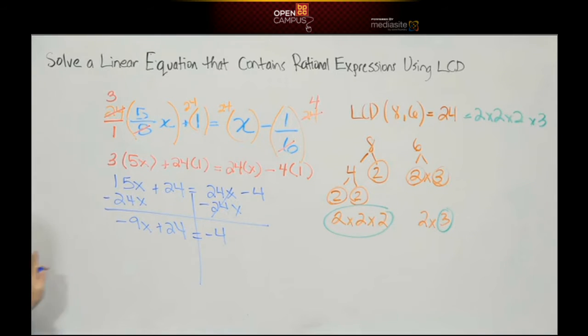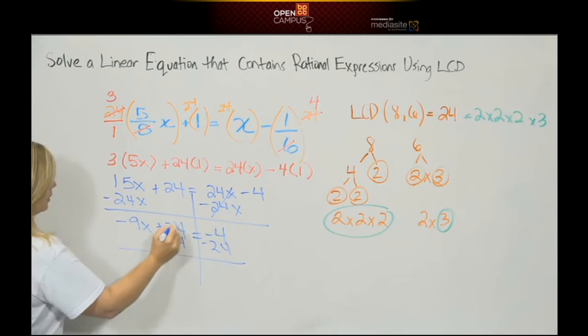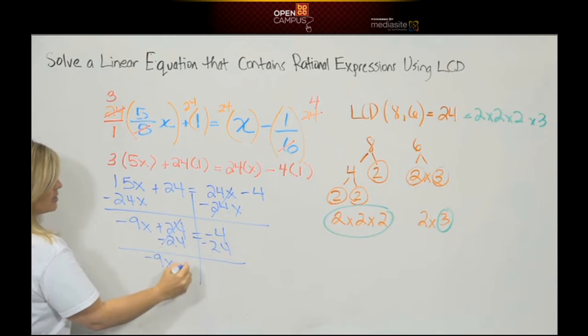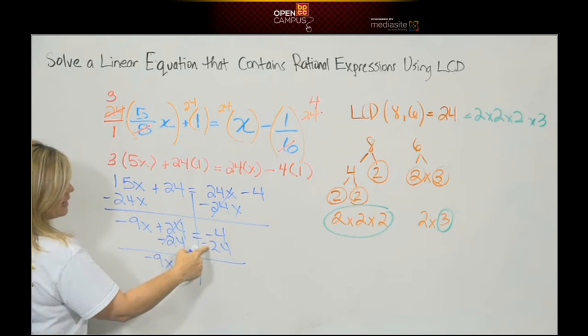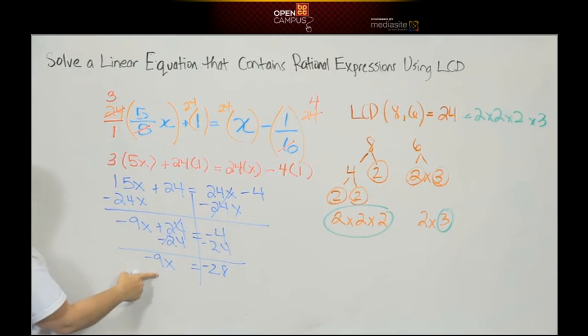Now we've got to move our numbers to the right. We always move addition and subtraction first. So we're going to subtract 24. We're going to get negative 9x. Additive inverses cancel out and make 0. Both of these numbers are negative, so we'd add them and get negative 28. But we're not done. X is not isolated.